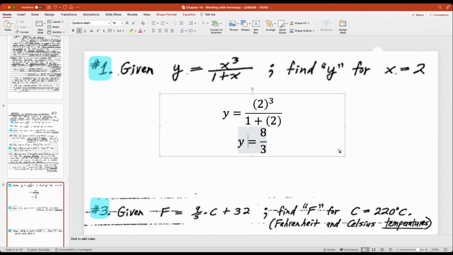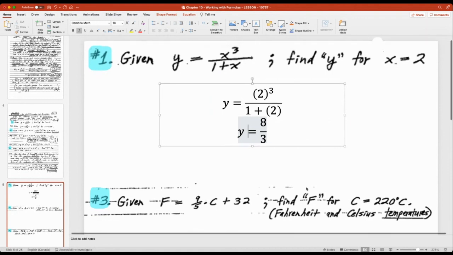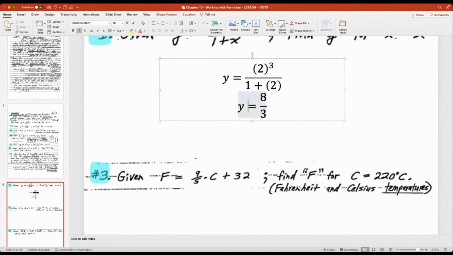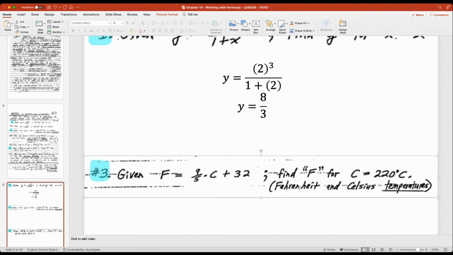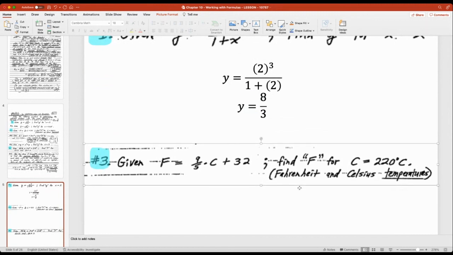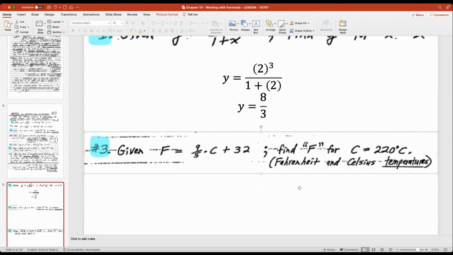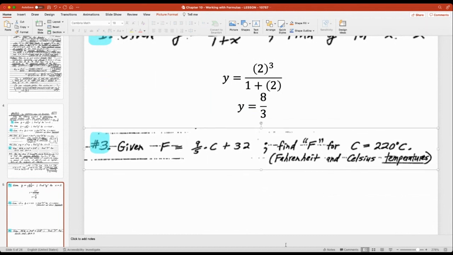We're not solving for a variable in this case. The variable is already isolated for us, so you can be a little bit lazy in terms of how you write that. In this next question, we have a very famous formula, which is the conversion from Celsius to Fahrenheit.